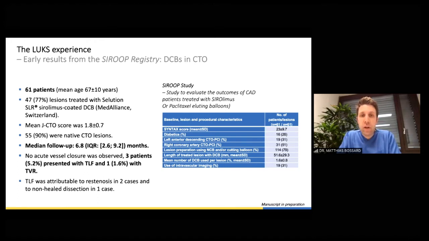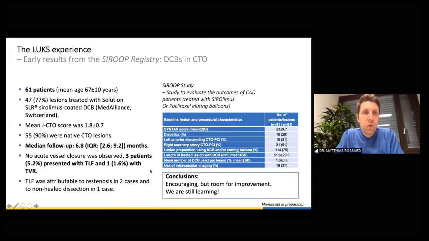As you can see here on the right side, because some of those lesions were rather long, we used on average more than 2 drug-coated balloons. Therefore, I think there is quite some room for the use of drug-coated balloons in CTO lesions, but there is still room for improvement, and we need to learn more about how to prepare those lesions and in which situations we need to use a hybrid approach or where we should actually avoid using a stent.